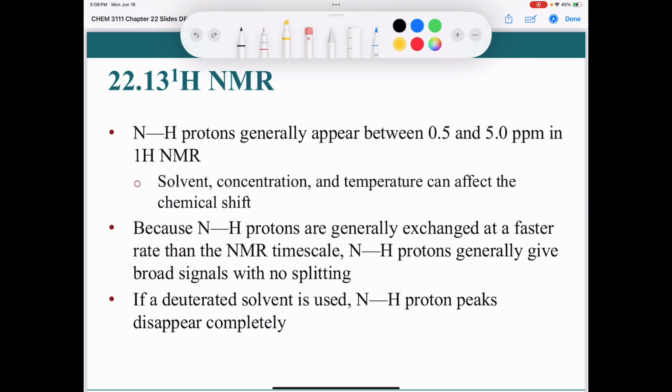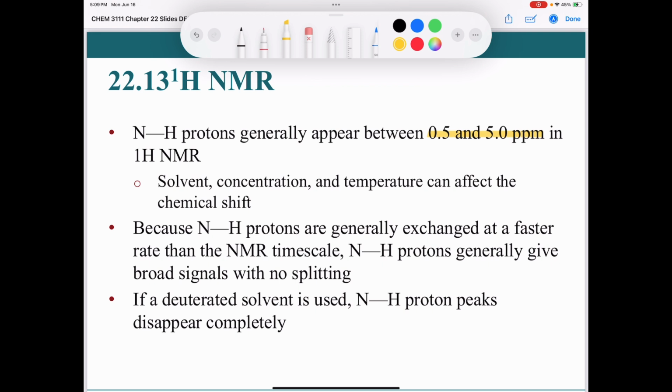In the proton NMR spectrum of an amine, any proton that's directly attached to the nitrogen atom, meaning for a primary or secondary amine, is typically going to appear as a broad signal somewhere between 0.5 and 5 parts per million. And the precise location of that signal is going to be sensitive to things like the solvent, the concentration of the sample, and temperature.